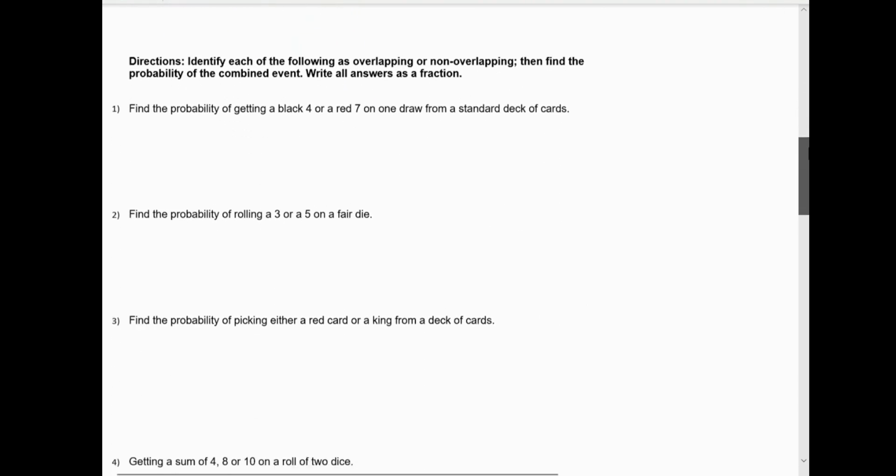So we can look at some more examples here. We're going to be identifying each of the following as overlapping or non-overlapping, and then finding the probability of the combined event and write all answers as fractions. Find the probability of getting a black 4 or a red 7 on one draw of a standard deck of cards. So the key thing here is the word or. When you see this word or, you know to look at your reference sheet for the or probabilities. And you have to figure out if you're going to have an overlapping or a non-overlapping event.